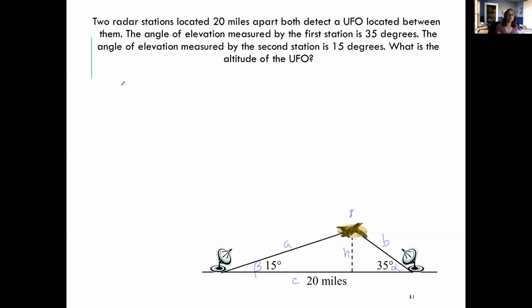So we know something about triangles. We know that if we add up the three angles in this triangle, we have to get 180 degrees, which means that gamma is equal to 180 minus 15 minus 35, or 130 degrees. Now we've got everything we need.